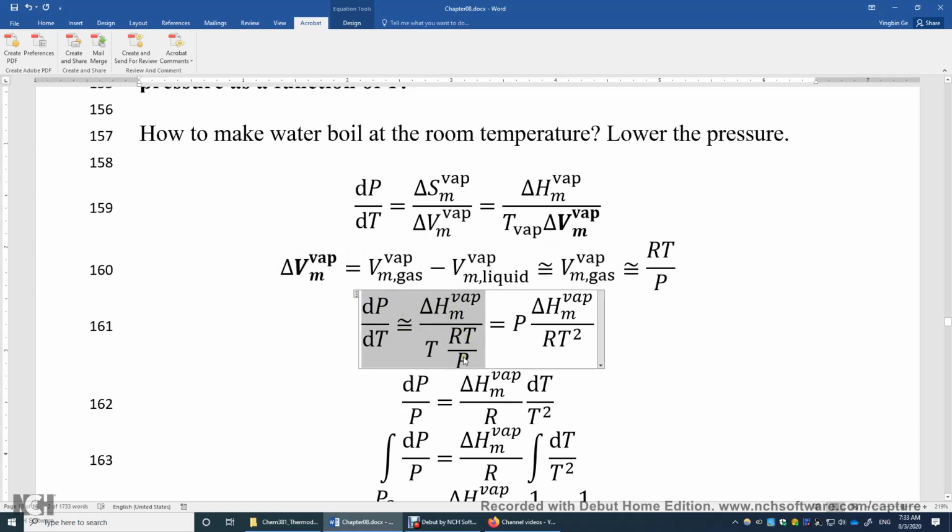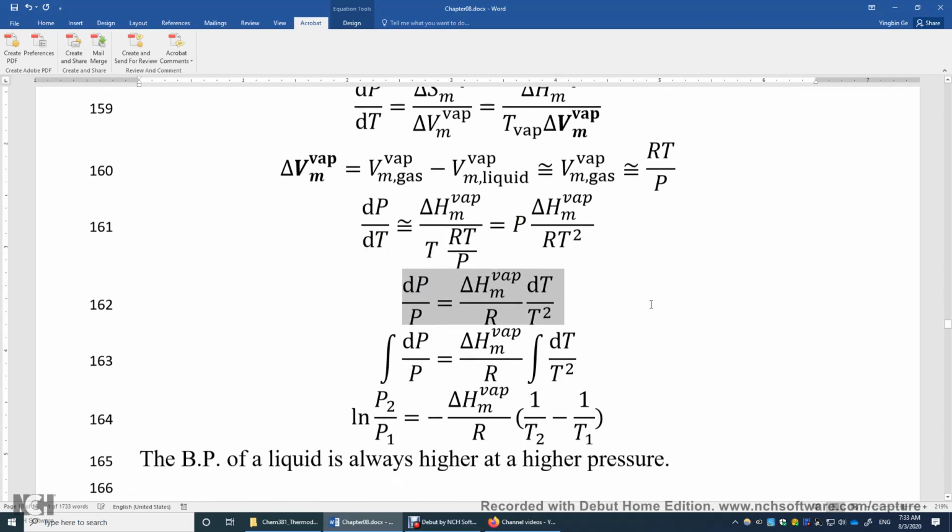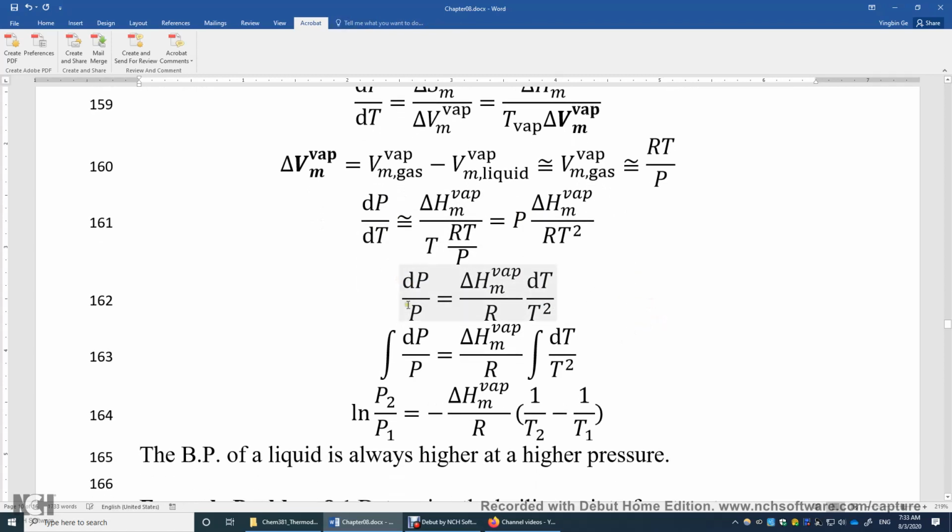So first, we move things around. We have T and T being combined. We move this P up, and then we have dP over dT, okay? And then we move all those pressures to one side, the other variable, temperature, on the other side, we have this equation. How can we solve this differential equation? We simply integrate both sides.